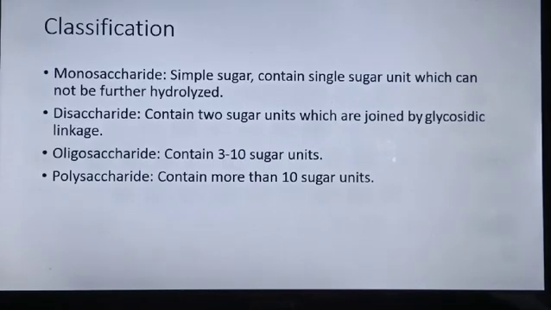Then, classification of carbohydrates. Carbohydrates are classified into 4 different types: monosaccharide, disaccharide, oligosaccharide and polysaccharides. Monosaccharides are simple sugars. They contain only a single sugar unit which cannot be further hydrolyzed. Disaccharides: di means 2 and saccharide means sugar. It contains 2 sugar units which are joined by glycosidic linkage. Oligosaccharides contain 3 to 10 sugar units and polysaccharides contain more than 10 sugar units.